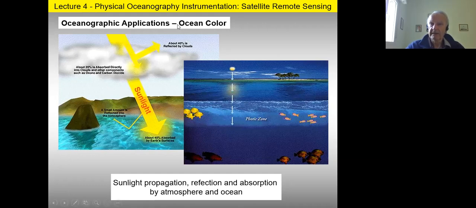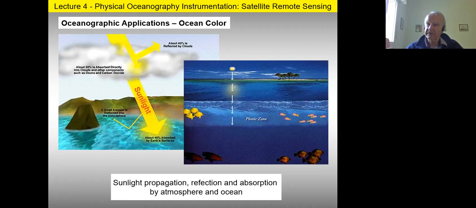ocean color. And there is another complication of the system: about 40% of the energy coming from the sun is reflected by clouds. So a very little part of this energy which comes from the sun is reflected to the satellite and can be used to get the information on the sea surface color.